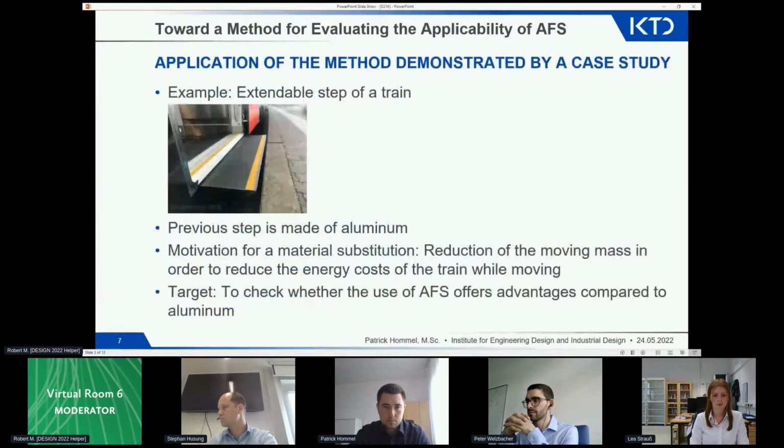In order to illustrate the procedure of this method, a case study is used. For this purpose, an extendable step of a train is selected. In this case, the step is made of aluminum. In order to reduce the energy costs, the aim is to determine whether a reduction of the moving mass is possible by replacing the step with AFS.